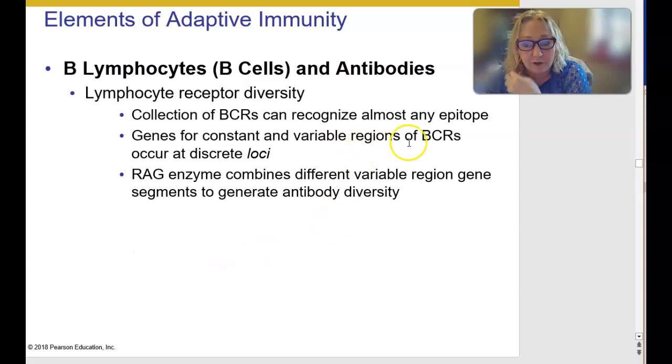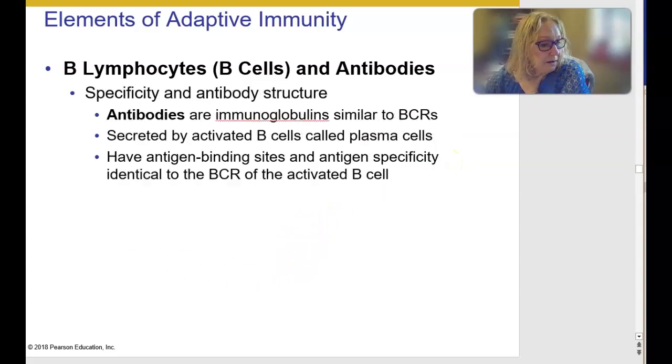Genes for the constant and variable regions of the B cell recognition site occur at discrete loci. And what else do we want to know about that? Antibodies are immunoglobulins. They're secreted by activated B cells called plasma cells. Do you remember we talked about that? We said, what do your plasma cells do? And I said your plasma cells go crazy and activate all these antibodies. Remember that?